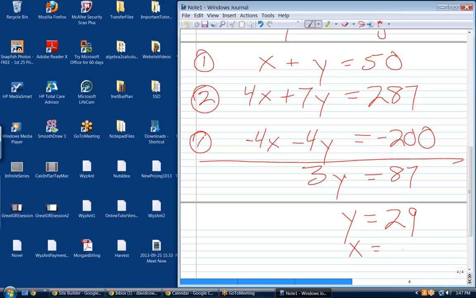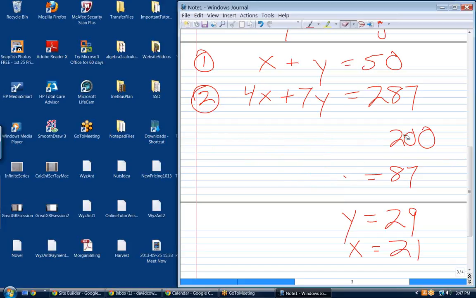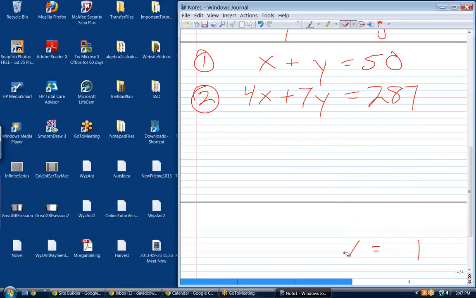X would be 21. Right? Yes. And that's how we solve that. Now, we could have solved this by substitution method. Let's just go over that.